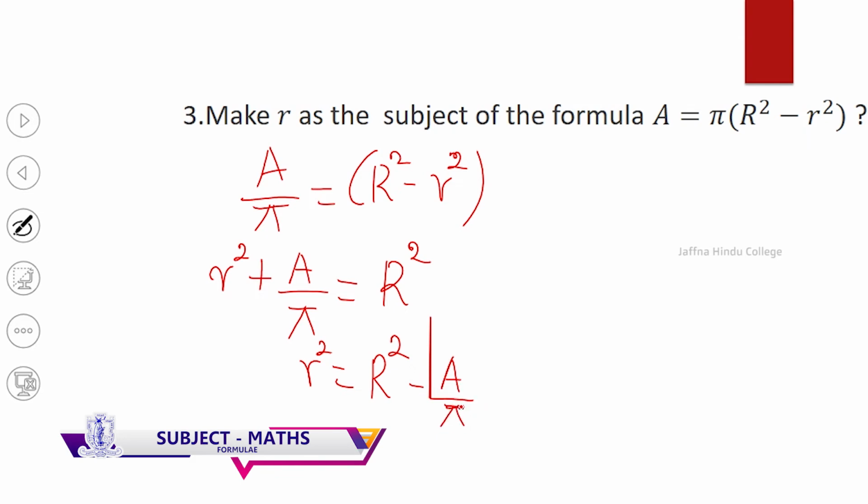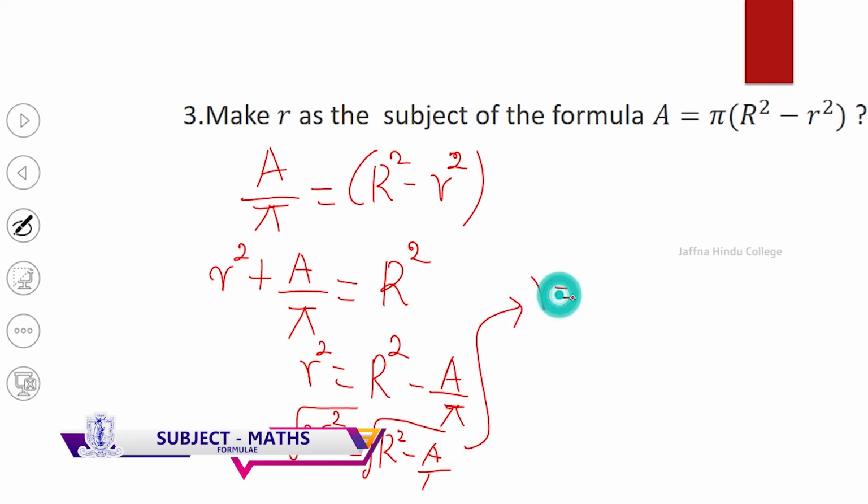Then we have to take the root of both sides to make r squared into r. By simplifying we obtain that r is equal to root of capital R squared minus A over pi.